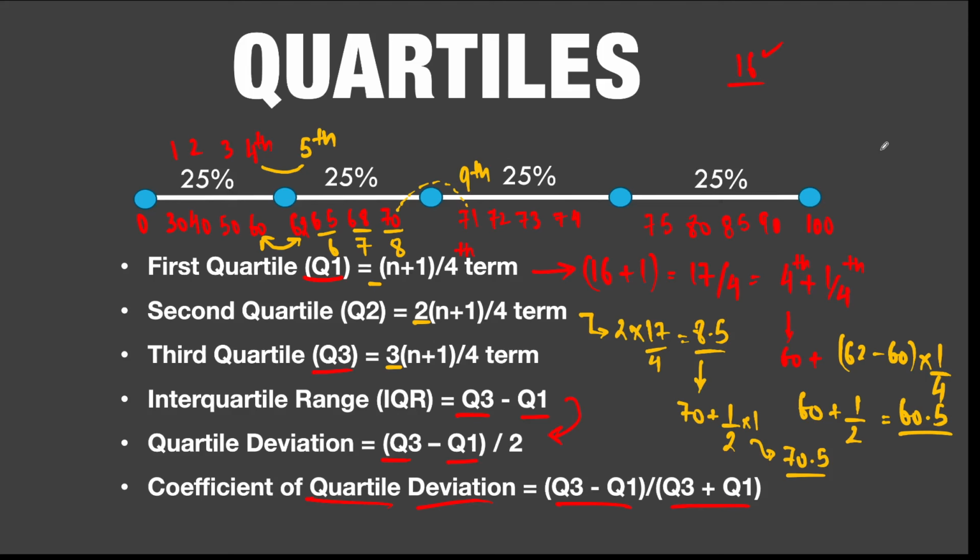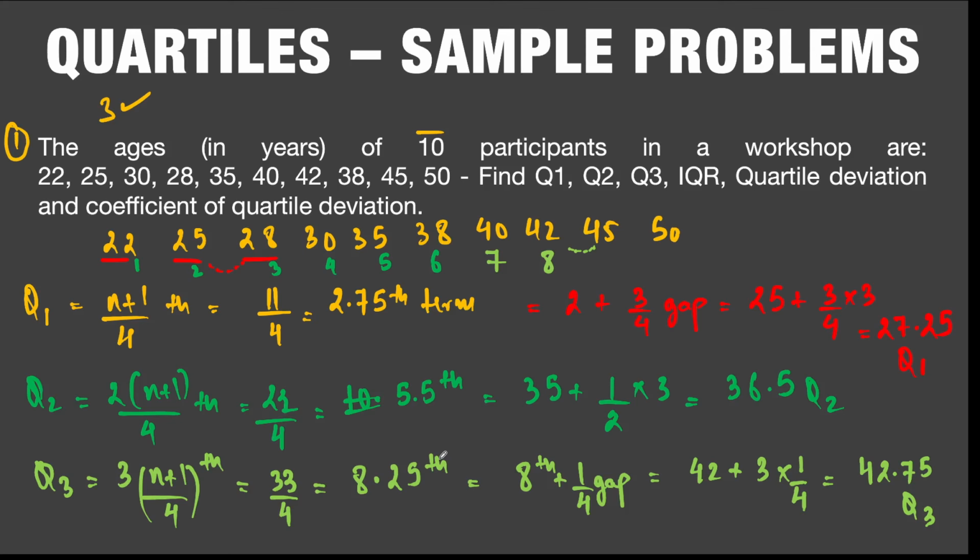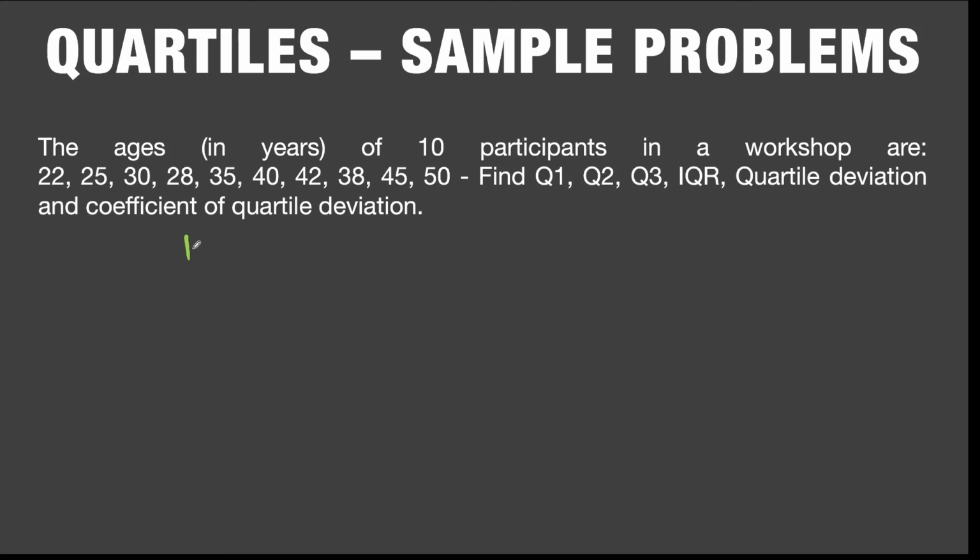Talking about the other three points which we need to cover: the interquartile range, the quartile deviation, and the coefficient of quartile deviation. First, for the interquartile range, I'll call it IQR. This is equal to Q3 minus Q1.